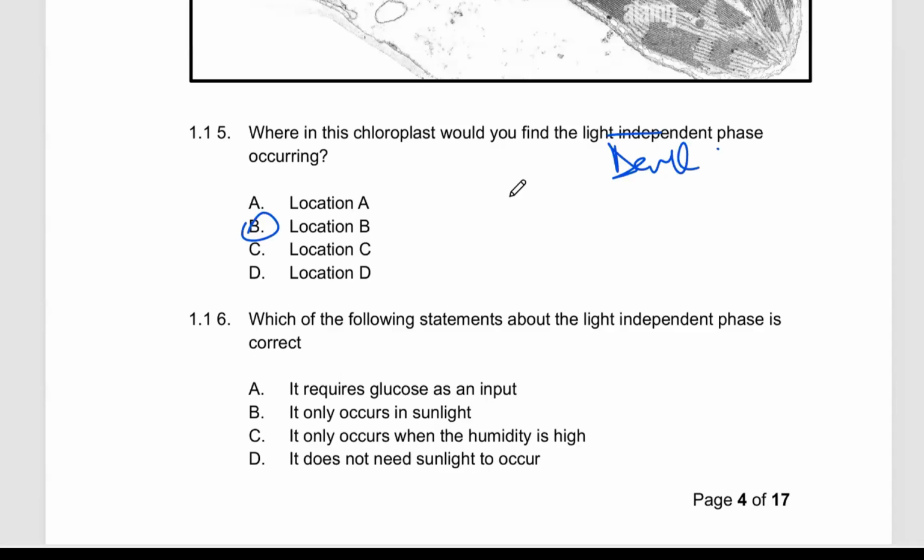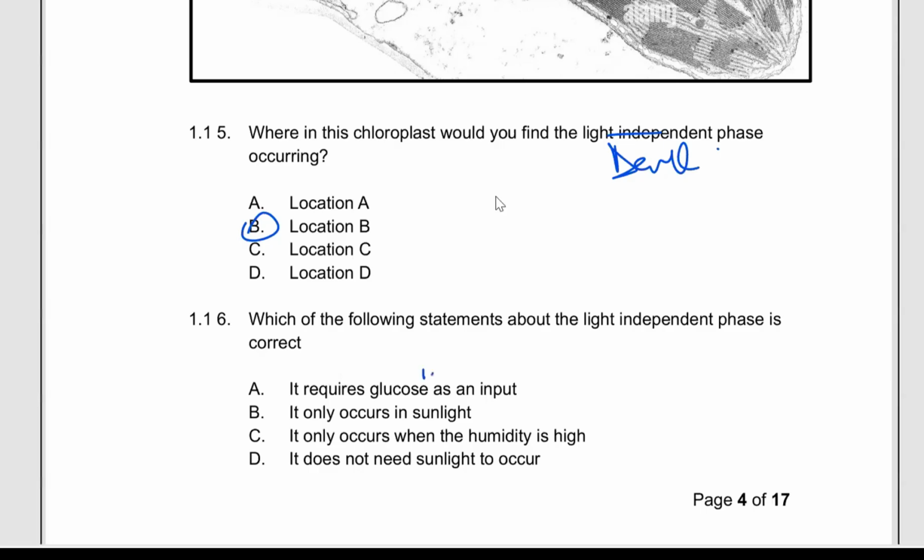Which of the following statements about the light independent phase is correct? The light independent phase requires glucose. They're saying that only sunlight occurs. Light independent, no sunlight needed. Requires glucose. It only occurs when... it does not need sunlight.